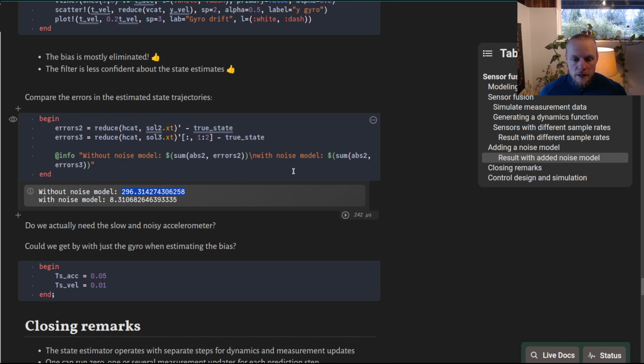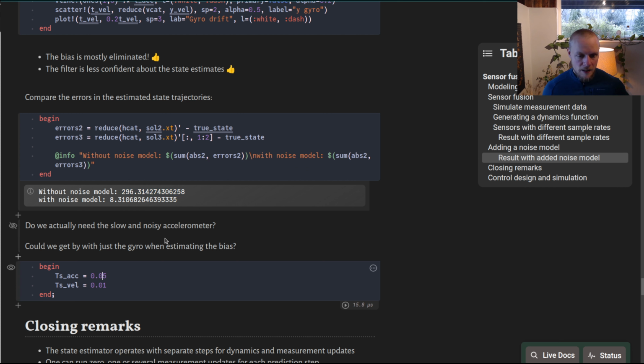So a question here towards the end. Do we actually need the slow and noisy accelerometer? If I estimate the drift of the gyroscope, isn't that enough? Do I even need to bother with the accelerometer? Well, we can try and see what happens. So here I have the sample rates of the 2 different sensors.